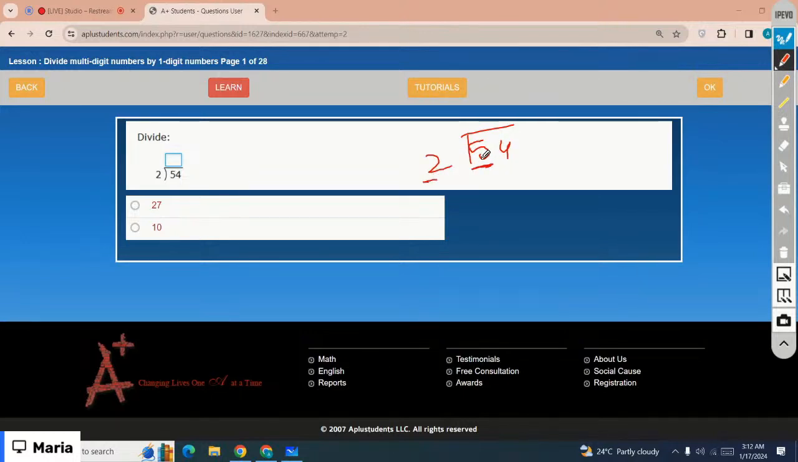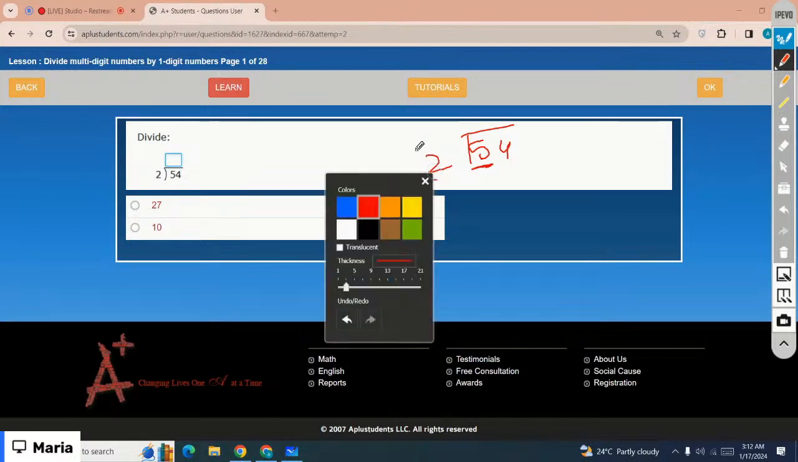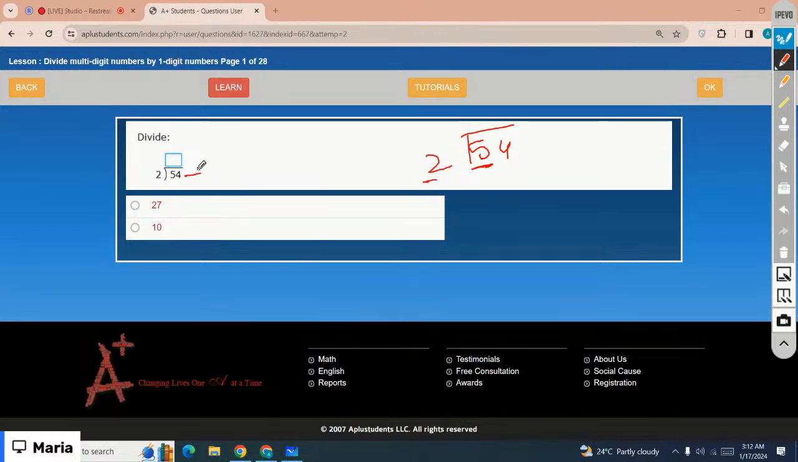You have to see if this digit is greater than the divisor. This is the dividend and this is the divisor. The answer you get here is the quotient, right? These are the very important terms related to the division, so keep them in mind. You're going to divide the dividend by the divisor.